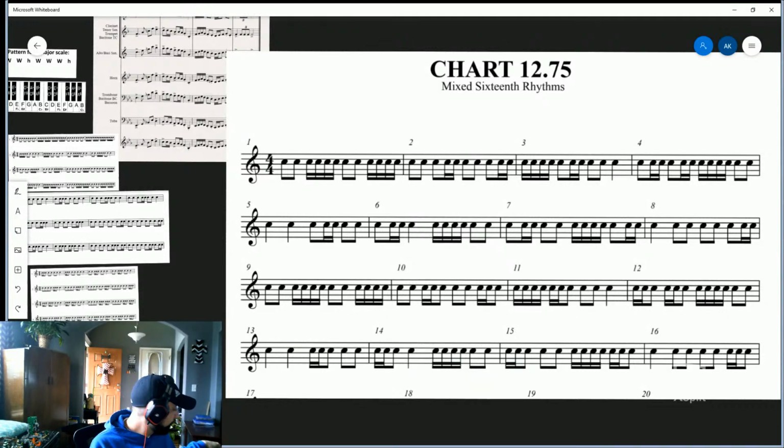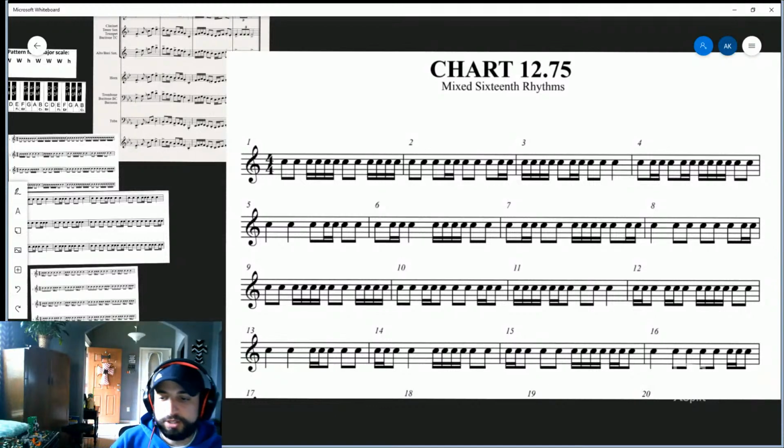All right. Ready? Beginning. This is chart 12.75. 1 and 2 and ready, beginning. 1 and 2, E and a 3 and 4, E and a 1 and 2 and a 3 and 4 and a 1. Oh, I messed up. Measure 3, 2 and ready and go. 1 E and a 2 and a 3 and 4. 1 and a 2 and a 3 E and a 4 and 1, 2, 3 and a 4 and 1 and a 2, 3 E and a 4 and 1 and a 2 and 3 E and a 4 and a 1, 2 and 3 and 4 and a stop.